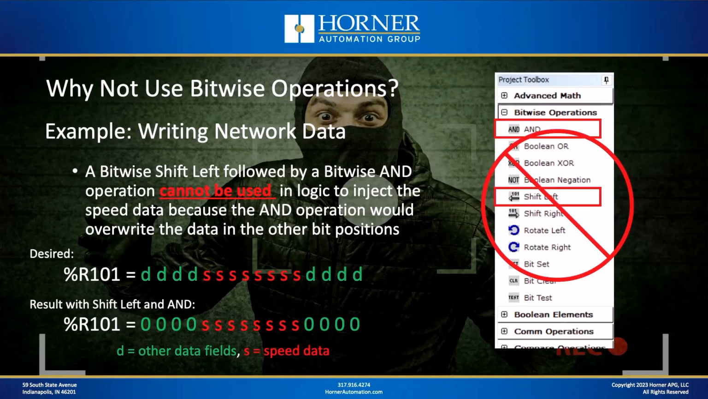Well, unfortunately, that's not going to work, because an AND function or an OR function or an XOR function only have the capability to write to all the bits of the destination. So you can't tell that function which bits not to write. The result you will get is, yes, you'll get the speed data in the center where you want it, but the 4 bits on the end, top and bottom, will all be zeros, because the AND function has to write to every position. It cannot ignore positions.